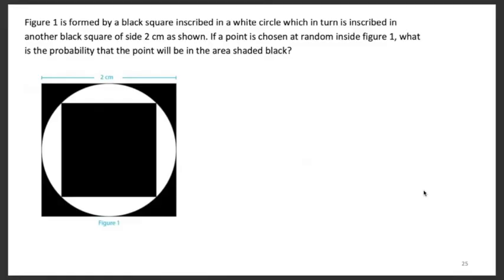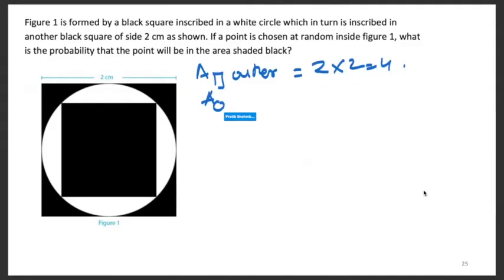Okay, so area of the larger outer black square is 2 by 2, which is 4. Area of the circle, that is white. The diameter of the circle is 2.